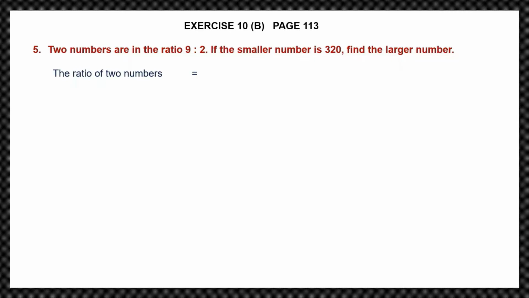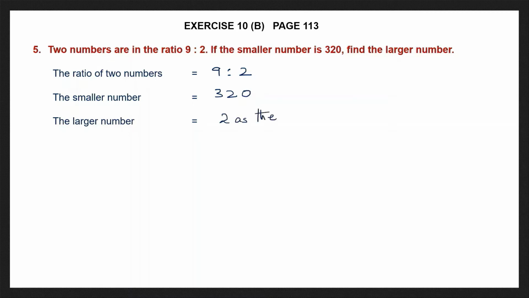Now let's write the ratio of two numbers. The ratio is 9:2. Then we write the smaller number that's given to us as 320. Now we are asked to find the larger number. Now from the ratio 9:2, if we take 2 as the smaller number, then 9 will be the bigger number, isn't it? Then we can take 9 as the bigger number.